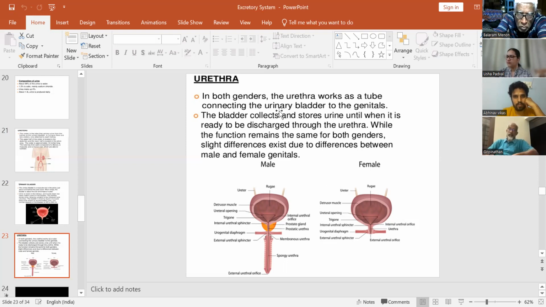See here, in both genders, the urethra works as a tube connecting the urinary bladder to the genitals. The bladder collects and stores the urine until it is ready to discharge through the urethra. While the function remains the same for both genders, slight differences exist due to the difference between the male and female genitals. The functionality is the same, but because of the differentiation, the discharge will be a little different, just in the procedure. If you see the left side, it is a male, how the urethra is connected to the male genitals, and how it is connected to the female genitals.